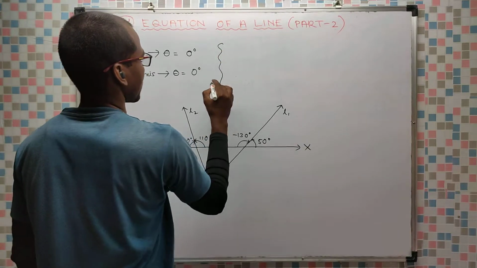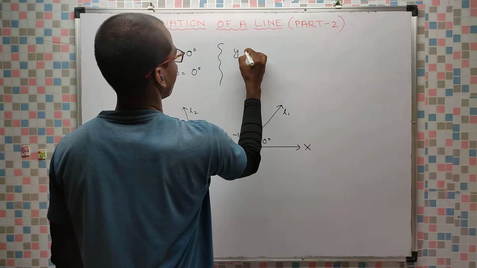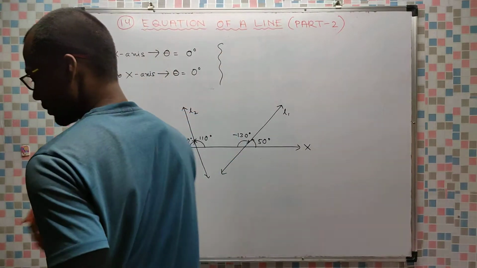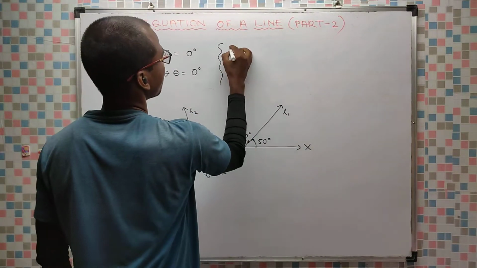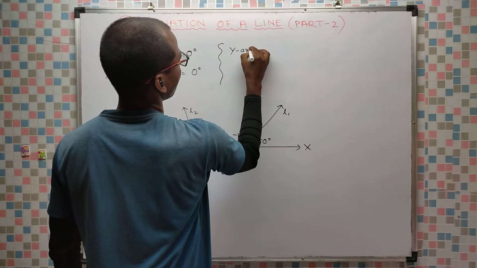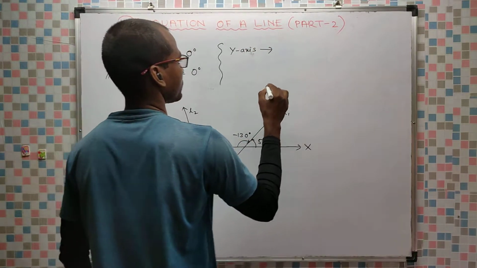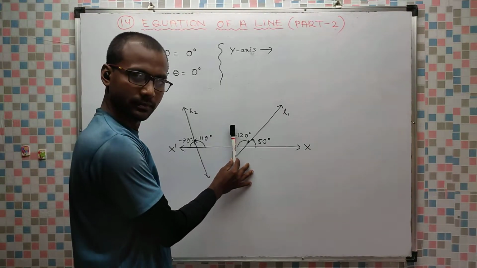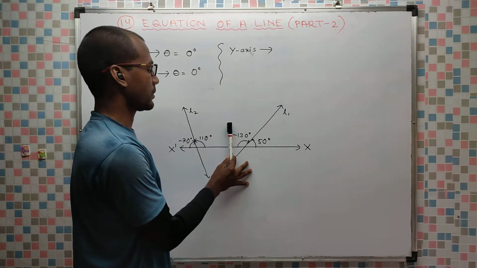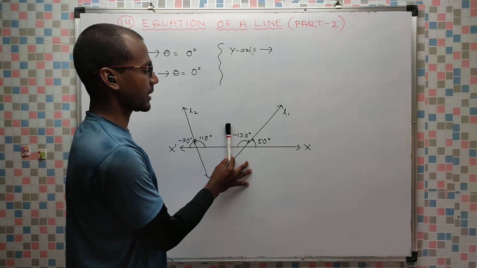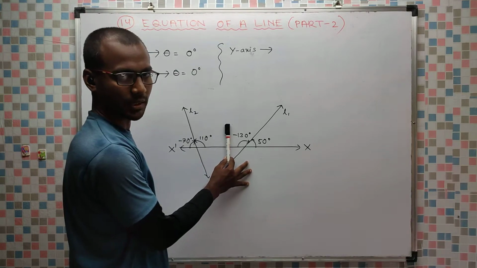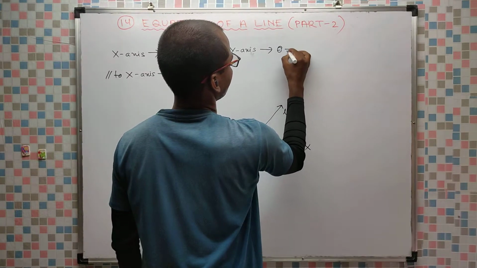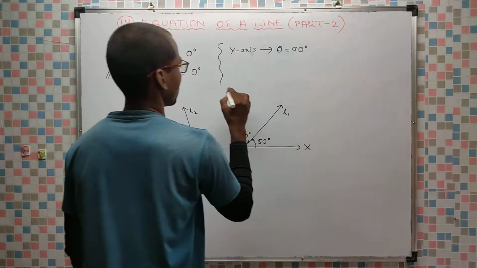Now let us move to the y-axis. Y-axis means vertical line. Now what is the angle of inclination of the y-axis? Means what is the angle between the x-axis and the y-axis? 90 degree. So theta is equal to 90 degree.